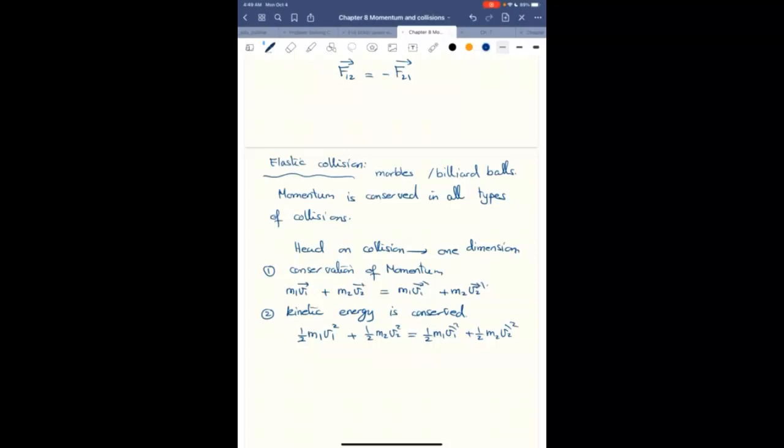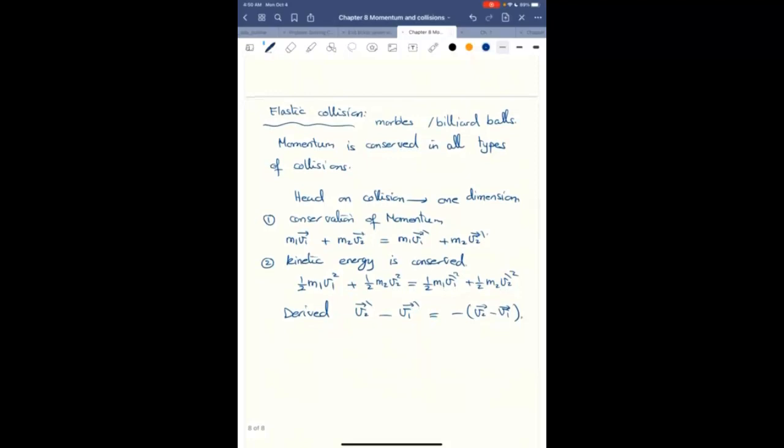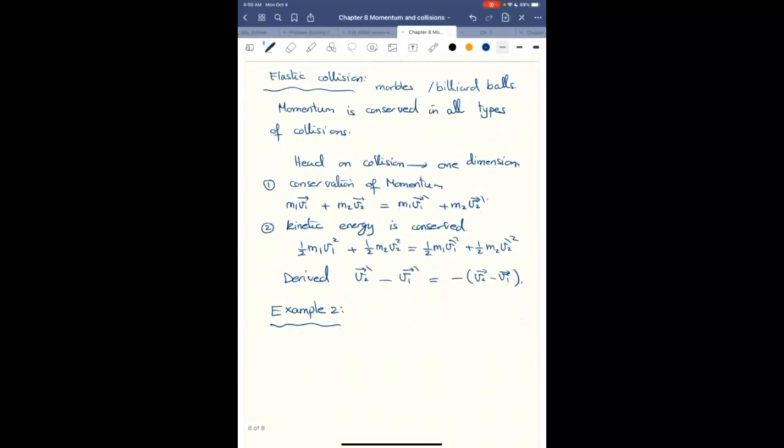Now I can derive an equation from both, because the second one is sometimes difficult to use, and that one is gonna be v2 prime minus v1 prime should equal minus v2 minus v1. I'm gonna use this one because it's much easier. Let me show you how. Let's have this example here, where the question is gonna state that it is an elastic collision.